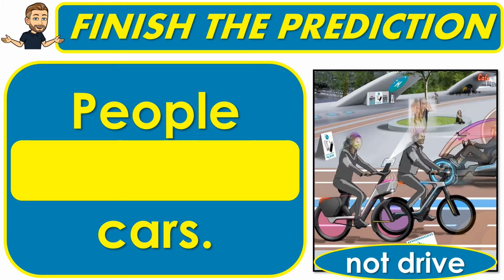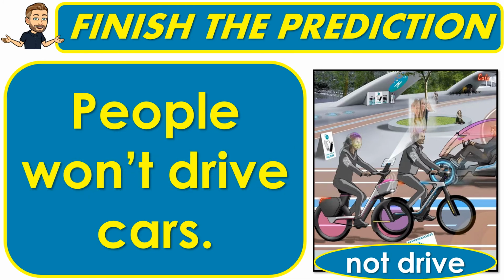Take a look at this one. Now this time we're using not, so it's a negative sentence, but can you finish this prediction? All right, if you said it properly, it should be like this. People won't drive cars. So maybe you think in the future people will ride around on bicycles, or maybe they'll use trains like an MRT, or maybe just walk around. So people won't drive cars. Say it after me one more time. People won't drive cars.